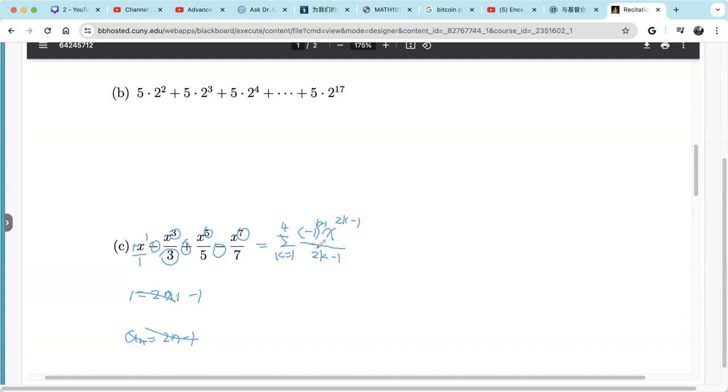And that's it. So this is the summation sign, right? The index starts from 1, finishes at 4. It's an alternating sequence. So we have negative 1 raised to k plus 1 because the first term is positive. When k is 1, 1 plus 1 is 2. Then x raised to 2k minus 1 divided by the denominator 2k minus 1. All right, that's C.